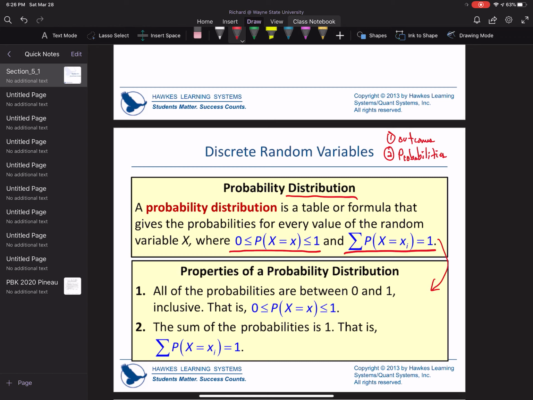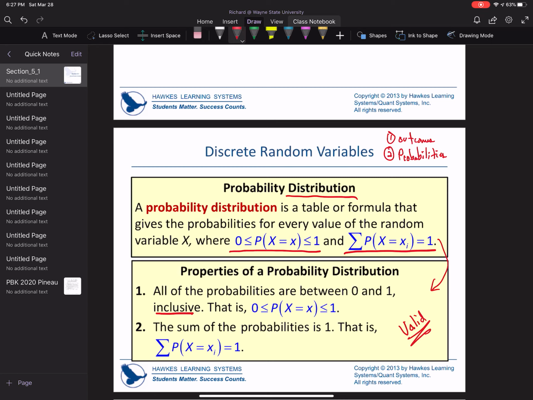Probability distributions have rules, and there are two rules that make a probability distribution valid. You've got to know these rules. Another good test question: what are the rules that make a probability distribution valid? Well, the first one says all of the probabilities have to be between 0 and 1 inclusive. What does inclusive mean? It means that we could have a probability listed that is 0. We could have a probability listed that is 1. Either way, they're locked between 0 and 1. And that's what this compound inequality is showing us here.